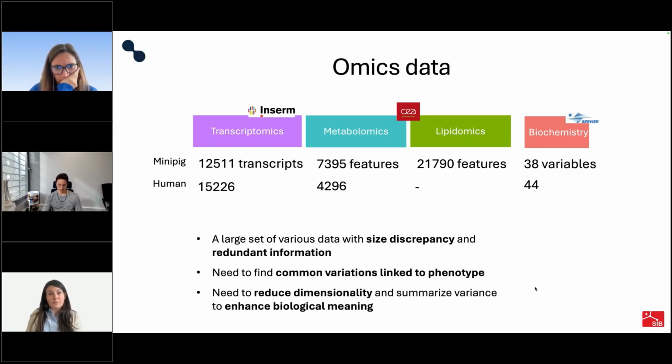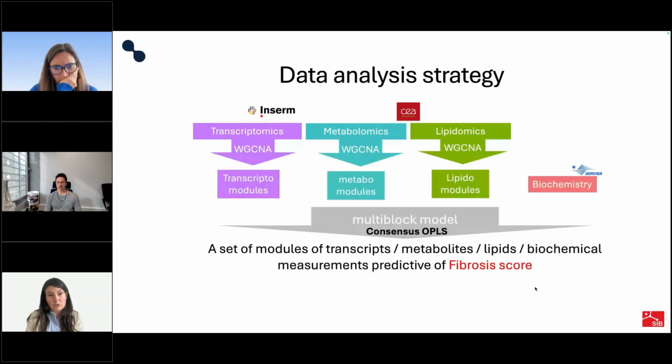So we therefore adopt the following strategy prior to building our multi-block model. We perform weighted gene correlation network analysis, WGCNA, in order to reduce the dimensionality of data, and we run a supervised model with consensus OPLS in order to identify transcripts, metabolites, lipids, and biochemical measures that are associated with fibrosis score.